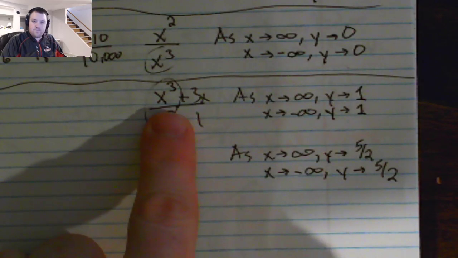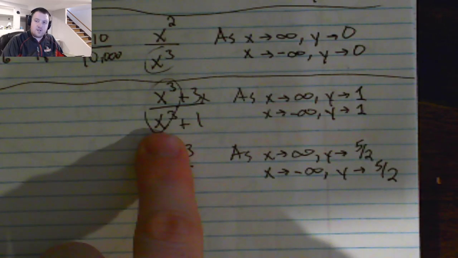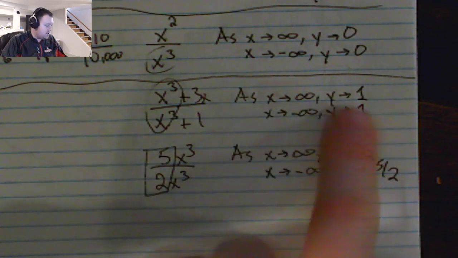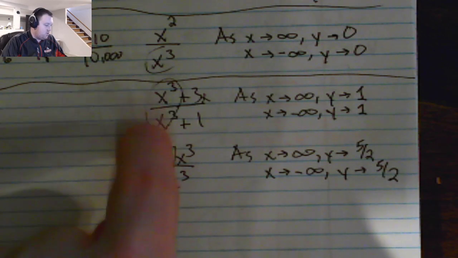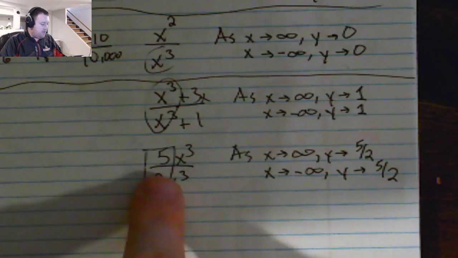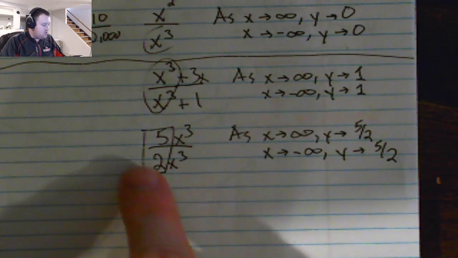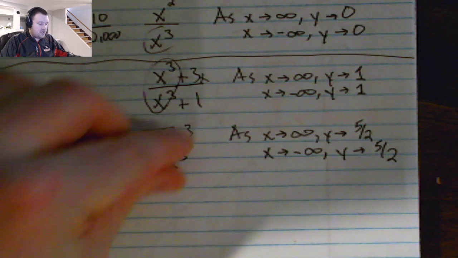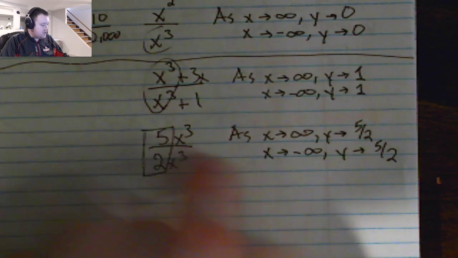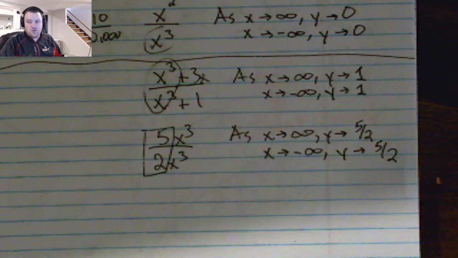If they're the same, so x to the third over x to the third, that means that it's going to go to 1. As x goes to infinity, y goes to 1 because it's just the coefficients, 1 over 1. Your horizontal asymptote is at y equals 1. At 5x to the third over 2x to the third, since x to the third are the same degree, you look at the coefficients, 5 over 2. As x goes to infinity, y goes to 5 over 2. There's your horizontal asymptote. So it's your end behavior. The only time you're going to get the slant asymptote is if your end behavior goes to infinity.